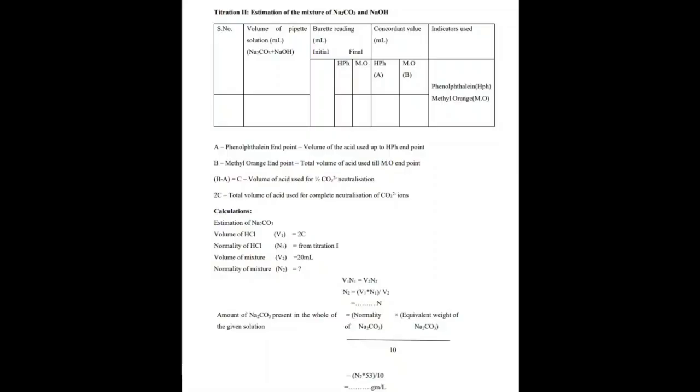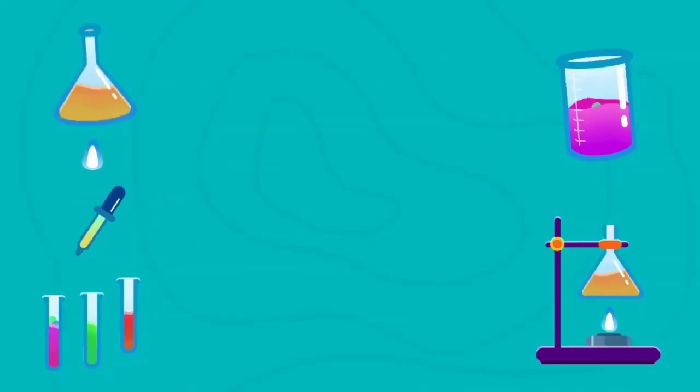With the formula V1N1 equal to V2N2, we could finally obtain the value for normality of the given mixture, which is depicted as N2. Finally, we are to find the amount of Na2CO3 present in the entire given solution, which is given by another formula, namely normality of Na2CO3 into equivalent weight of Na2CO3 divided by 10, which is N2 into 53 by 10, which gives the final amount of Na2CO3 present in the given sample of mixture.